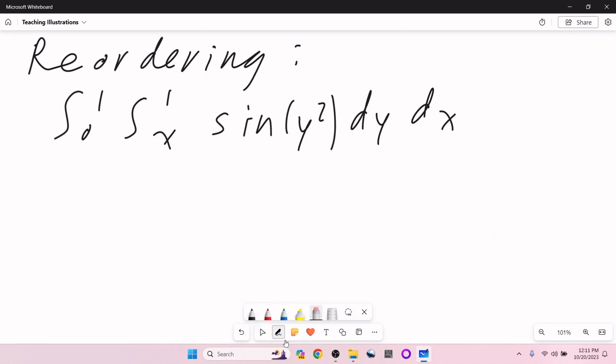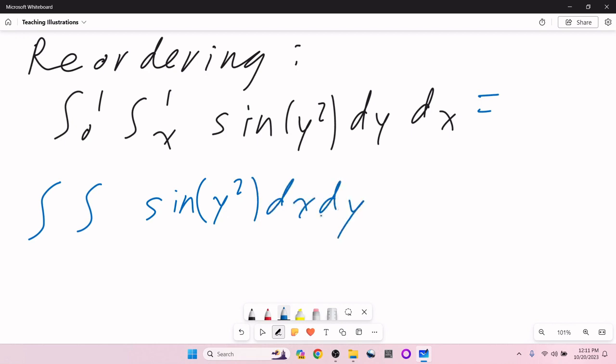But I remember Fubini's theorem. It says that if I'm continuous on the region, and sine y squared is always continuous, then I can switch the order. So there should be a way to switch this into sine y squared dx dy. And I know it's tempting to just switch these two, but that won't work. Because remember, our rule said the last integral always has constants on it. If we just switched them, we'd have an x on the outside, so our final answer would have an x in it, and that's no good.